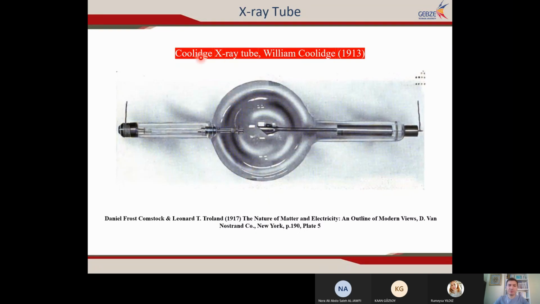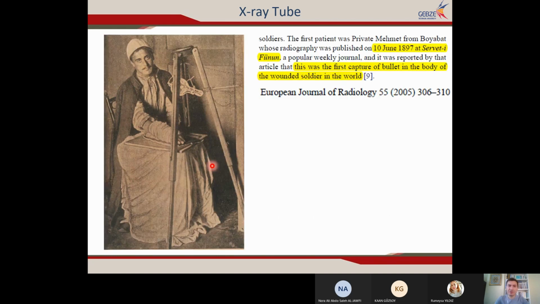So this tube is called the Coolidge X-ray tube, more or less the principal design of modern X-ray tubes. It was discovered by William Coolidge in 1913, an American physicist. But there are also Crookes tubes, old ones. For example, let's have a look. This one, this is the X-ray tube. You can see it here. The design is more or less the same, but it is the older one. This was used in 1896 in Istanbul.